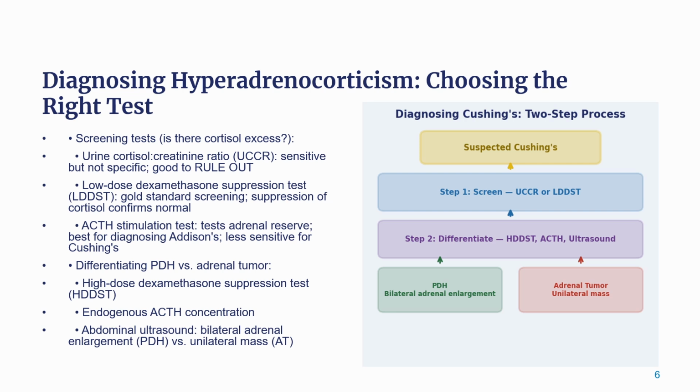The low-dose dexamethasone suppression test is the gold standard for confirmation. You give a small dose of dexamethasone and measure cortisol at 4 and 8 hours. In a normal dog, cortisol should be suppressed. In Cushing's, it isn't. Once you've confirmed the diagnosis, ultrasound is your next best step. Bilateral adrenal enlargement points to PDH, while a unilateral adrenal mass strongly suggests an adrenal tumor. Treatment differs significantly between the two.